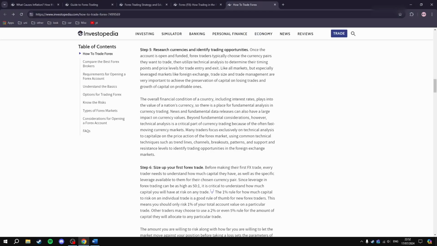Once the account is open and funded, Forex traders typically choose the currency pairs they want to trade. Then utilize technical analysis to determine their timing points and price levels for trade entry and exits. Like all markets, but especially leveraged markets like foreign exchange, trade size and trade management are very important to achieve the preservation of capital on losing trades and growth of capital on profitable ones.